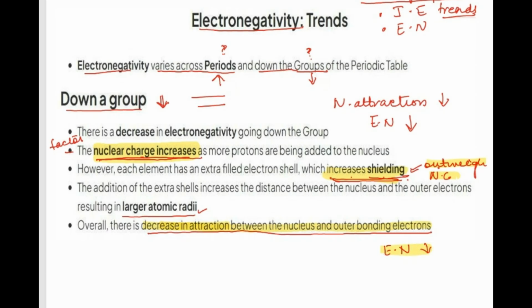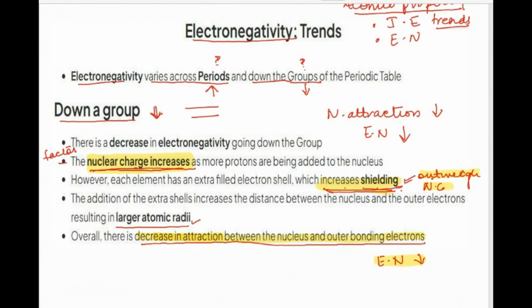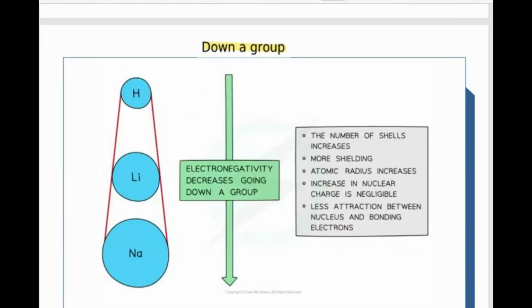I hope I'm clear. They will never ask you the definition of nuclear charge. Nuclear charge depends on the number of protons in the nucleus. As you move from left to right in a period, the number of protons increases because the atomic number is increasing, so the nuclear charge is gradually increasing. Nuclear charge is all because of the protons, which are positively charged.